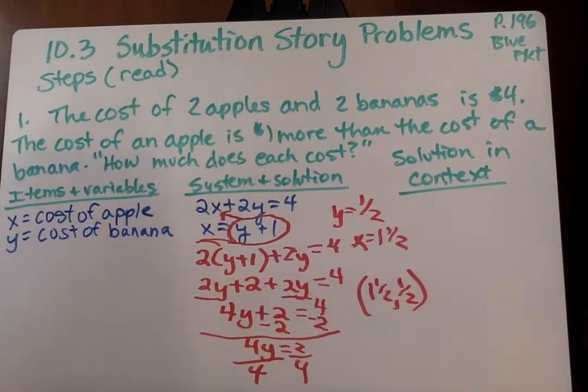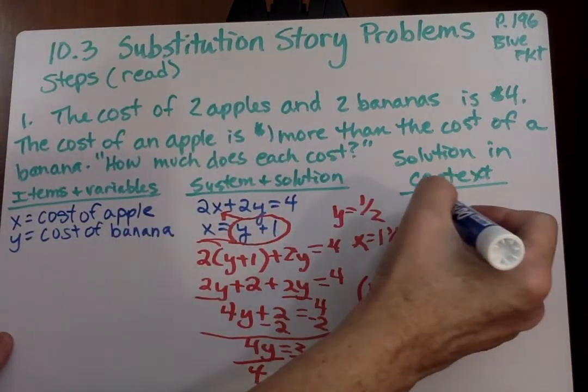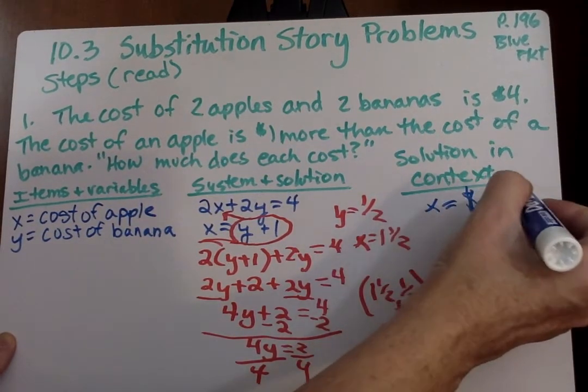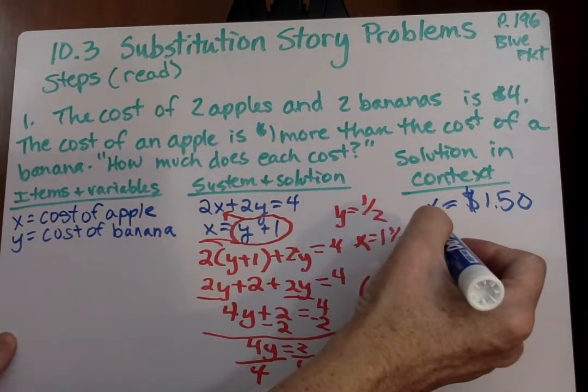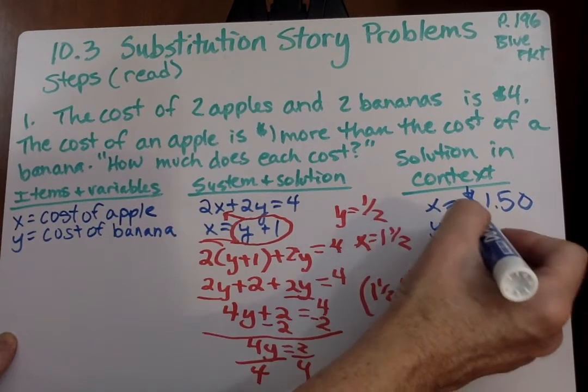However, we need to think about the solution in context. Now, does a half make sense when you're talking about money? No, so we need to convert a half to a decimal, because we need it in dollars and cents. So our final solution here: our cost of an apple, x, equals $1.50, and our y equals 50 cents.